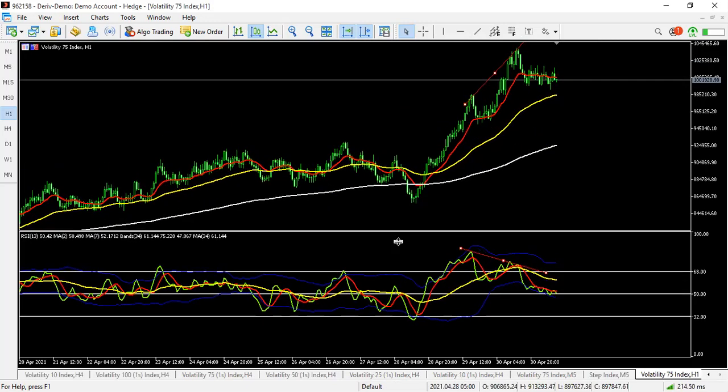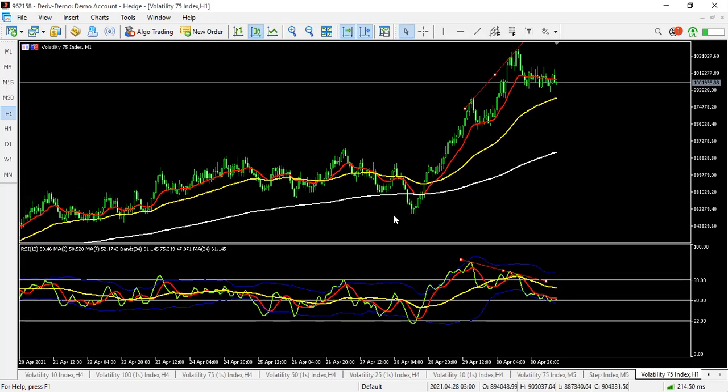Now, how do you know the trend of the market? Simple, the usual moving average strategy. Now I'm on my 1-hour chart. I was advised that you check the trend of the market on a higher time frame, and then you move to a lower time frame.